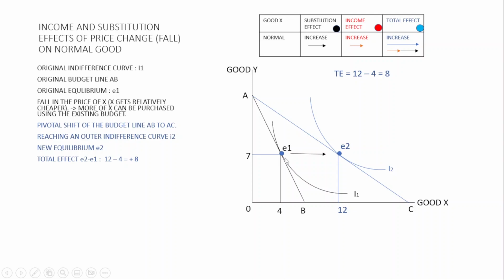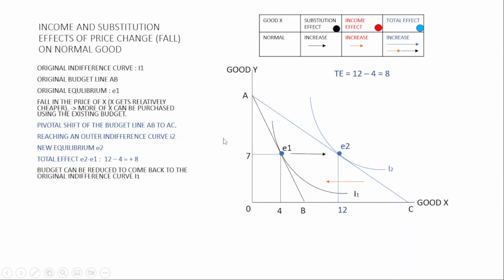So we are going to be reducing the budget, and reducing or increasing the budget is going to be a parallel shift. But since we are going to be reducing, the reduced budget is going to show you a parallel inward shift, which says the budget can be reduced to come back to the original indifference curve, that is I1.